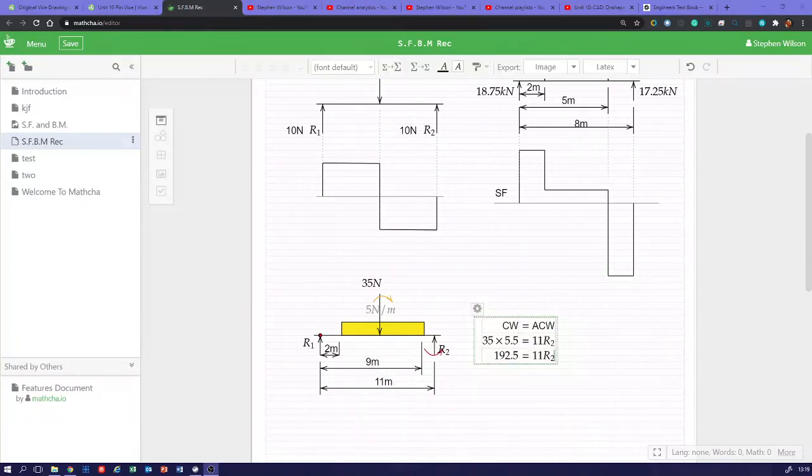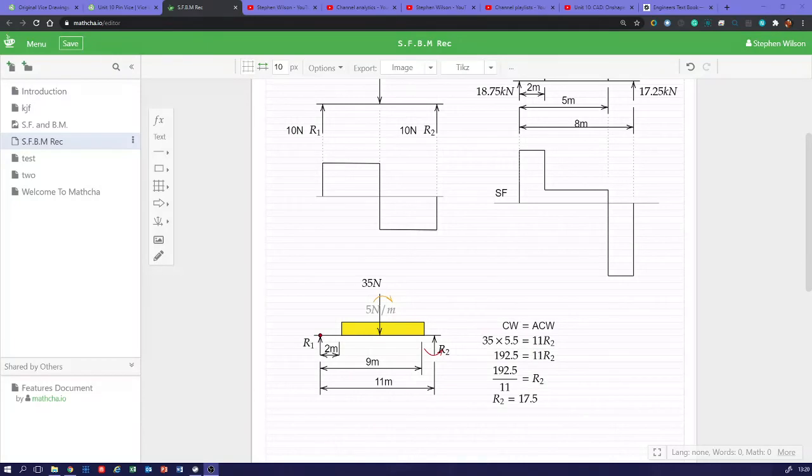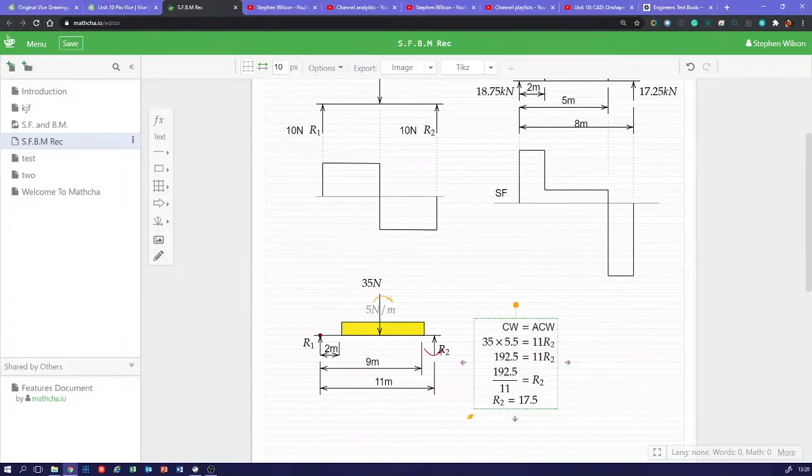Okay, so 35 times 5.5 is 192.5, and that still equals 11 multiplied by reaction force 2. So now to find reaction force 2, all we need to do is move that 11 over the equal sign, so we get 192.5 divided by 11. Okay, so there we can see that 192.5 divided by 11 is 17.5.